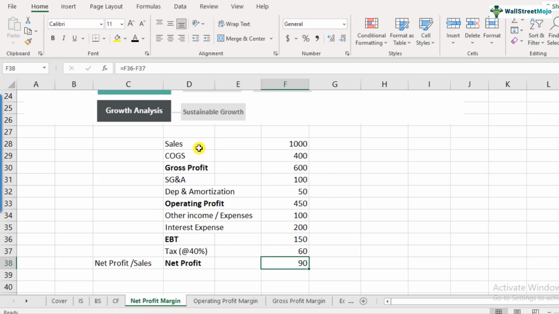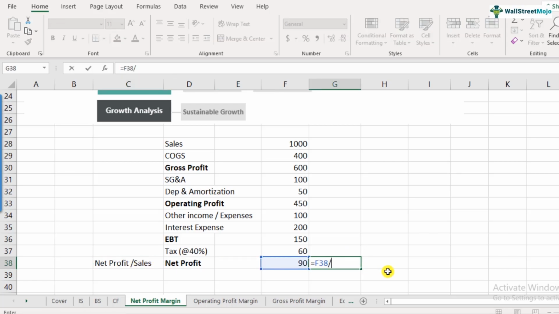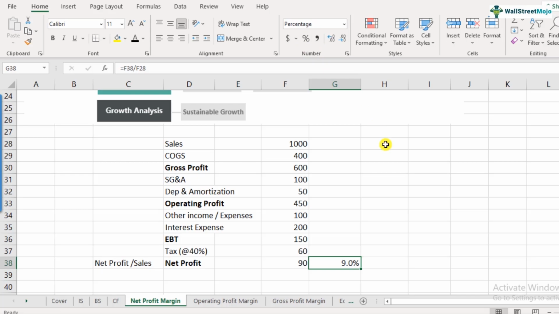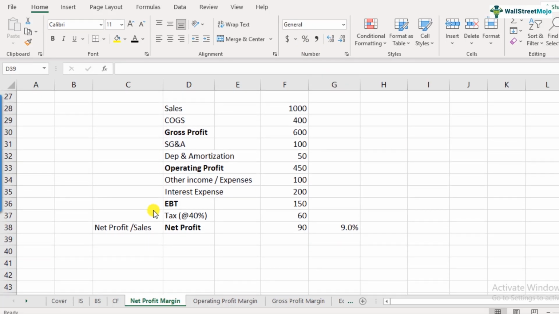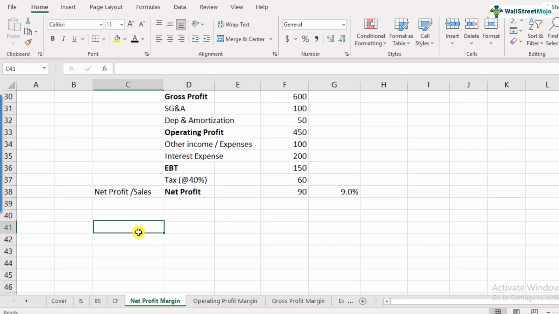Okay, so the first step was to calculate the net profit, and the second step, in order to calculate the net profit margins, is net profit divided by sales. So that is, net profit is 90 and sales is 1000. So it comes out to be how much? This is 9%.